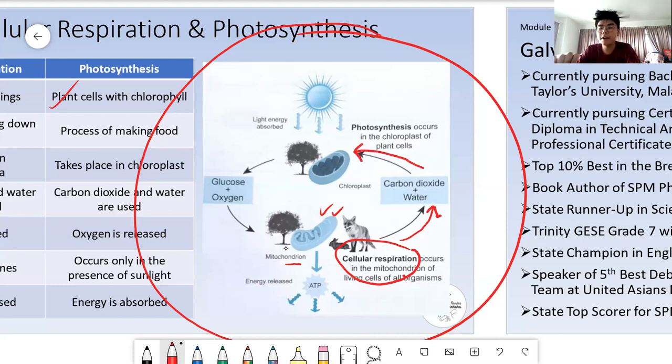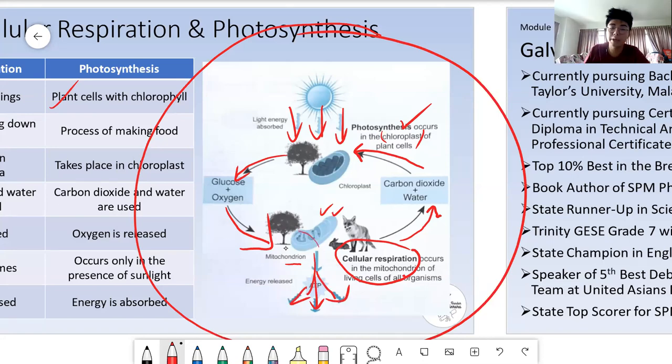Go to the plant. Photosynthesis occurs in the chloroplast. Using the chloroplast, the chlorophyll, photosynthesis occurs, solar energy or light energy comes down, and then it goes to glucose and oxygen. After that, glucose and oxygen are released and absorbed again by the animal, for it to produce energy, energy released through the mitochondria in the form of ATP. Okay, so that will be all.